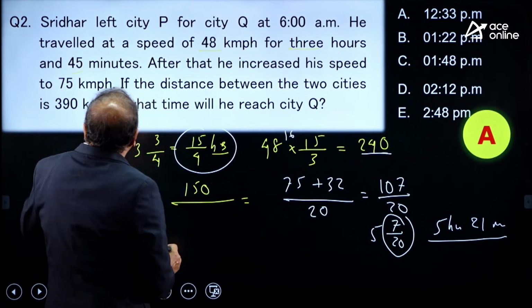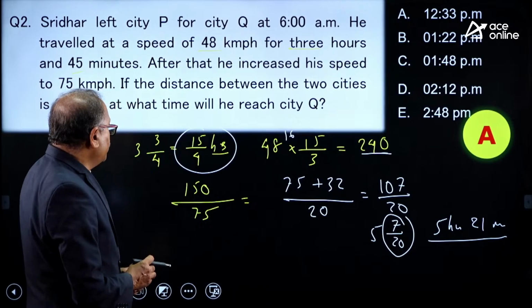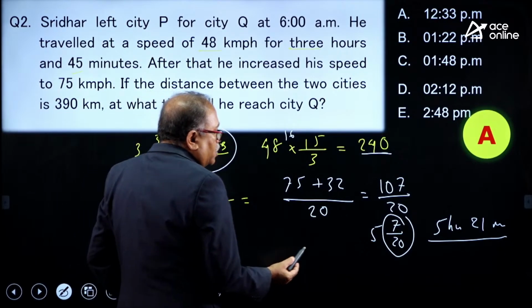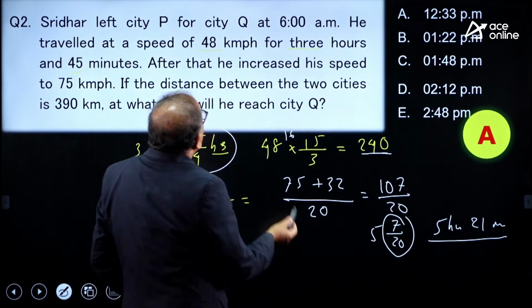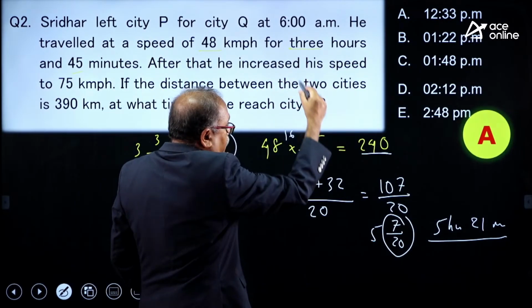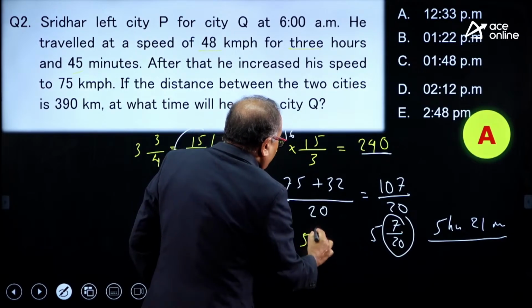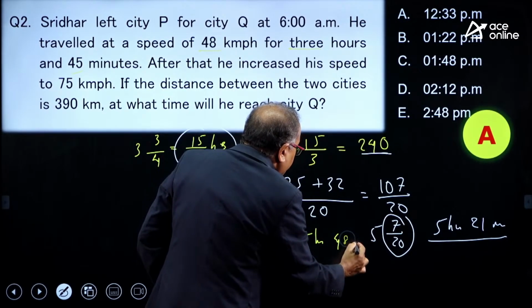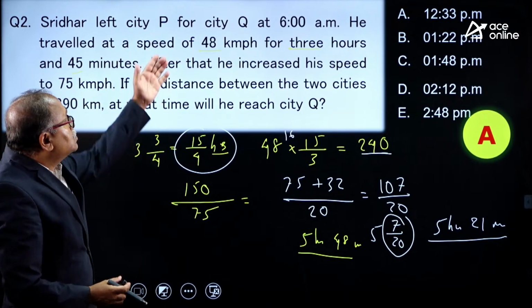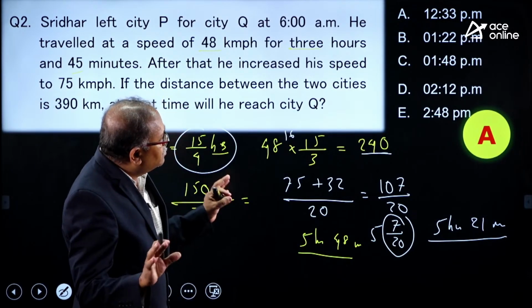150 divided by the present speed is 75. Is it taking 2 hours? Yes, it is taking 2 hours over here. So, if it is taking 2 hours, then 2 hours plus another 3 hours, that is 5 hours 48 minutes. So, from 6, if I take the 5 hours 48 minutes, 6 plus 5 is 11, and the time is 11:48.